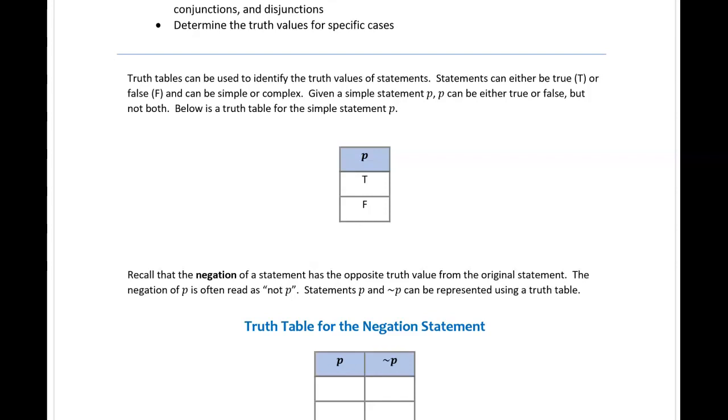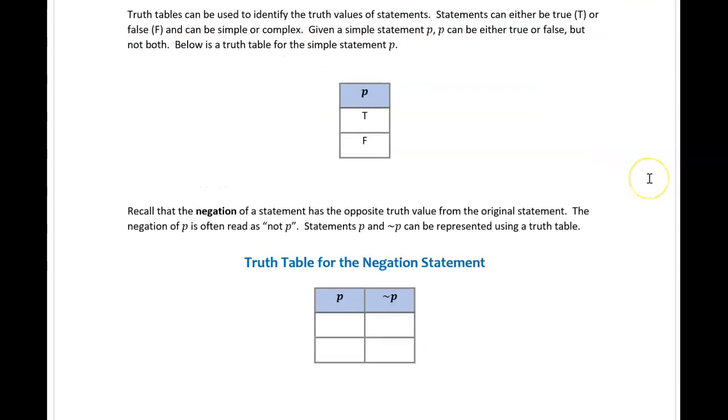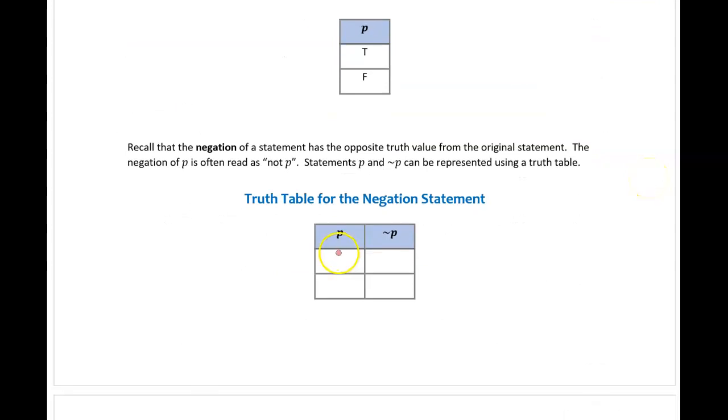Recall that the negation of a statement has the opposite truth value from the original statement. The negation of P is often read as "not P." Statement P and not P can be represented using a truth table. So if statement P is true, not P must be false. If statement P is false, then not P must be true.